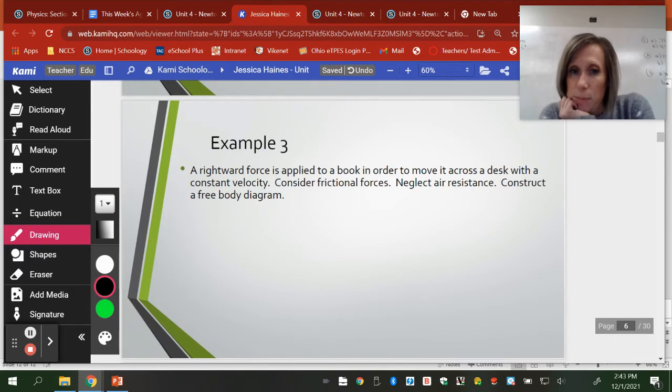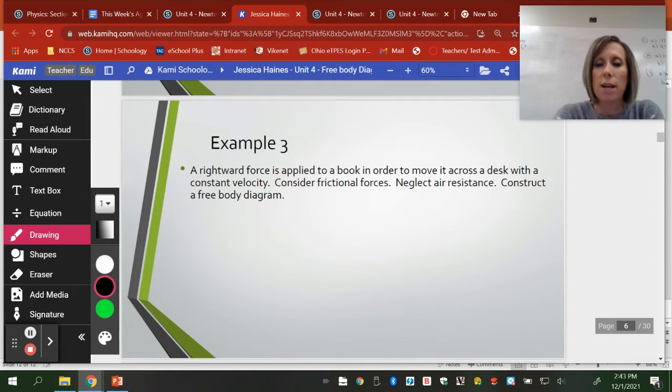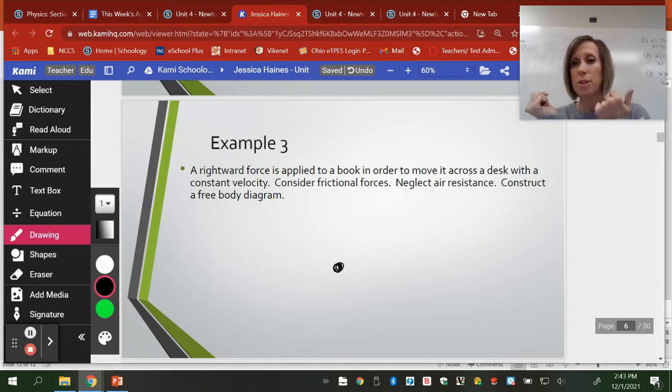A rightward force is applied to a book in order to move it across the desk with a constant velocity. Consider frictional forces and neglect air resistance. All right, so here we have our book. Now we're pushing the book with a constant velocity. So we're applying a force. My hand never leaves the book. It's applying a force on the book, but we also have friction working against it.